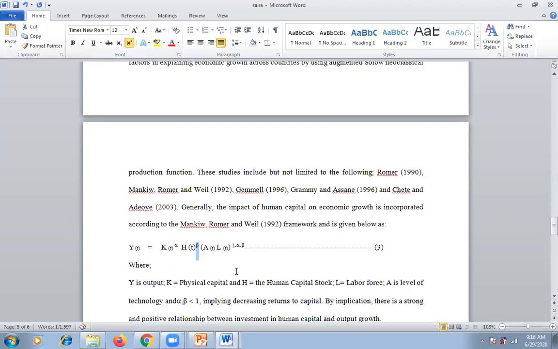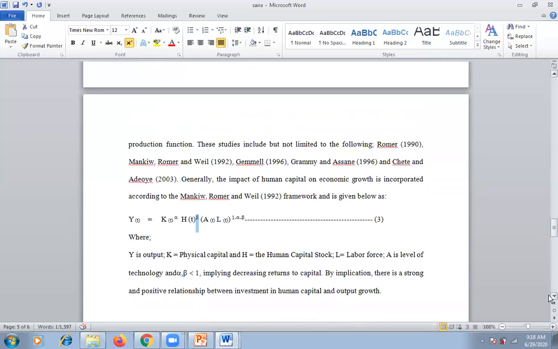Which one do you want to continue to estimate? So that is the modern Cobb-Douglas production function, which includes human capital. So you can transform this model. That is very important.